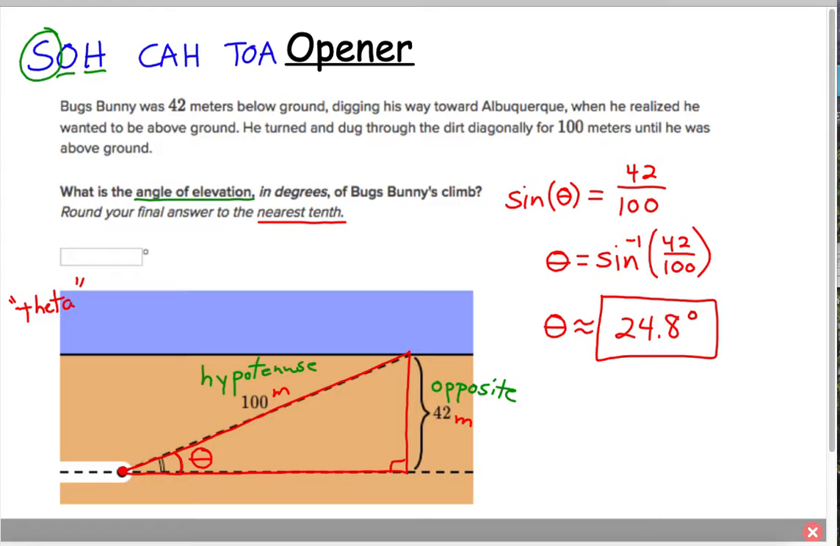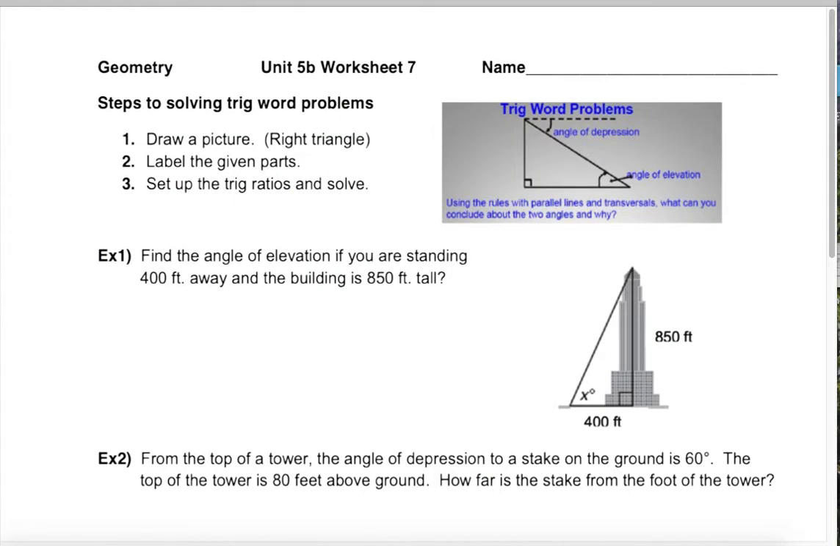We read the problem, double check what they wanted. Angle of elevation, nearest tenth. Check, check, and that's it. So for the assignment today, we're just going to be doing a few word problems. So let's talk about that. Let's actually look at some of those. The first thing you need to do when you're solving word problems using trig is make sure you draw a picture.